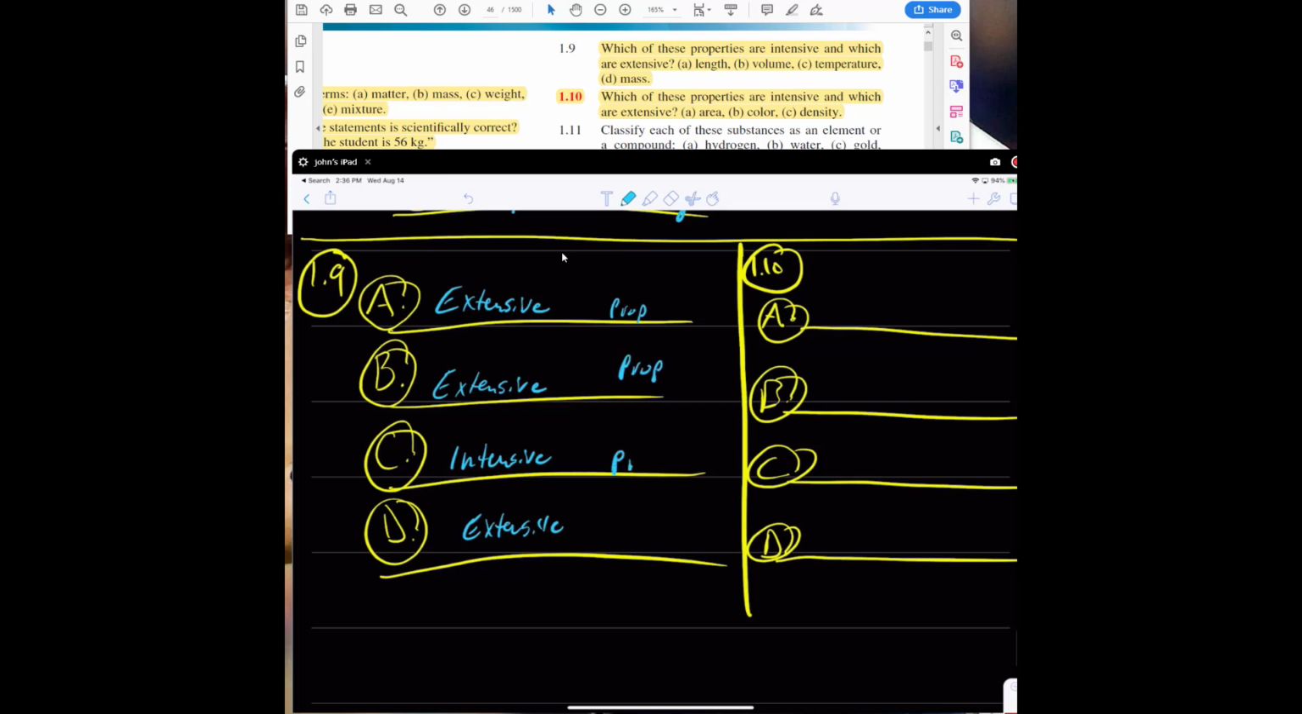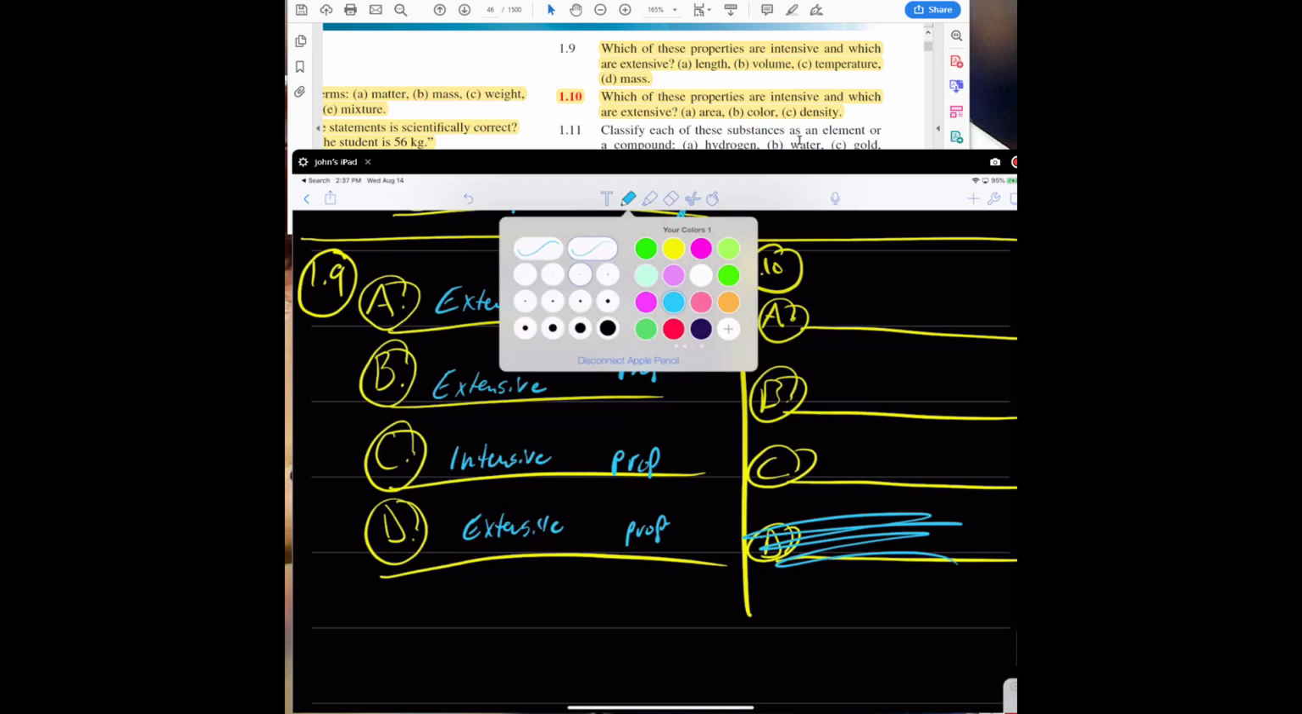Okay, 1.10. And there's only 3 parts to this. A, B, and C. So, area. Is this extensive or intensive? Does area depend on how much matter is being considered? Yes, it does. So that would make it extensive.